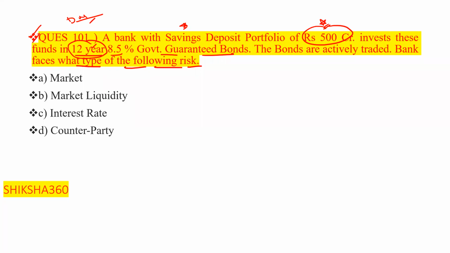In the government guarantee bond also we will not face any counterparty risk. So what risk will we face here? That is the interest rate risk. So option number C is the answer, that is interest rate risk.